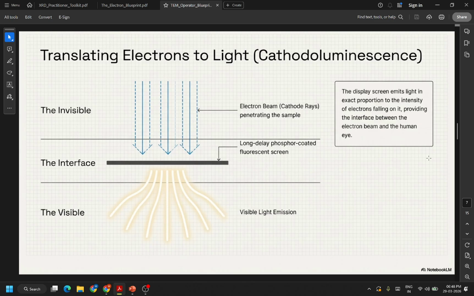So typically we use a fluorescent screen, which uses cathodoluminescence to convert electrons to visible light. So this is your detector, the fluorescent screen. It has a long delay phosphor coated fluorescent screen. So when the electron beam coming from your sample hits this, it emits light. The display screen emits light in exact proportion to the intensity of electrons falling on it. So it provides an interface between the electron beam and the human eye.